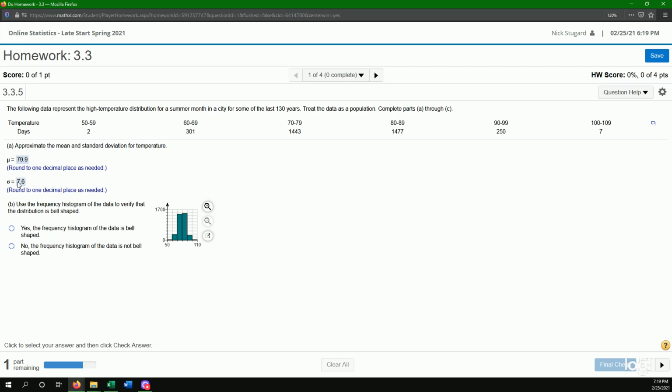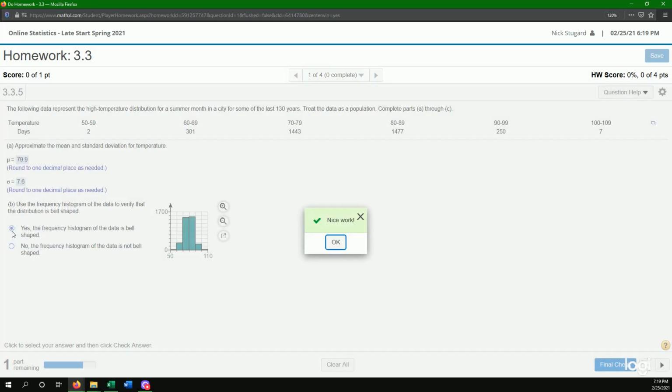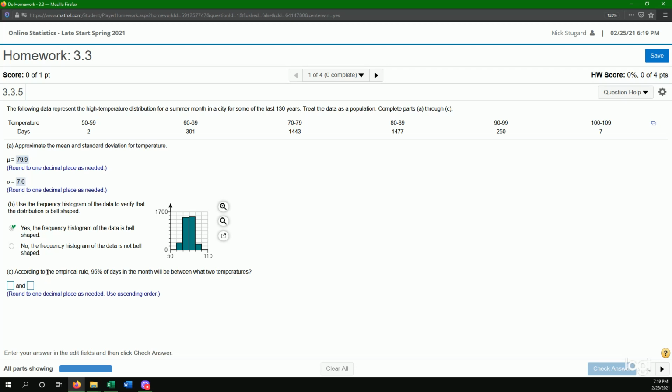Nice. The rest of these questions have to do with the shape of the data. They gave us a histogram here. Again, they did our frequency distribution for us. So is this bell-shaped? Well, yeah, that looks pretty symmetric. I feel like I could draw a bell, so I'm going to say yes, that is bell-shaped. Nice work. And then according to the empirical rule, 95% of days in the month will be between what two temperatures? So remember that empirical rule.